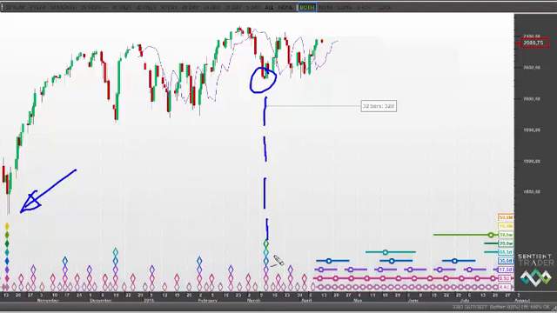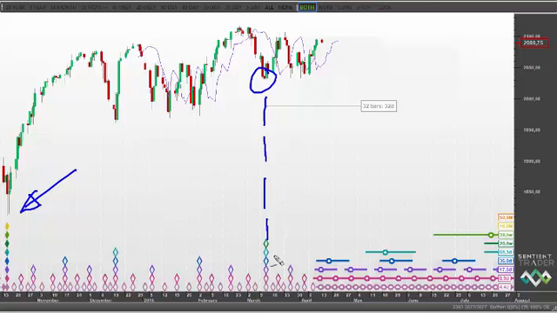cycle trough. Now, there is another analysis possibility, which I will discuss in a moment, which positions the 20-week cycle trough in a different place. But this is a very viable, a very valid analysis, and a very likely one in my opinion.